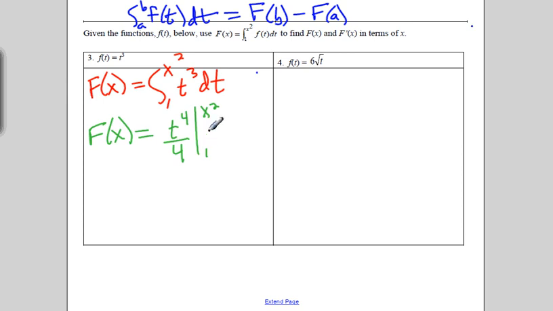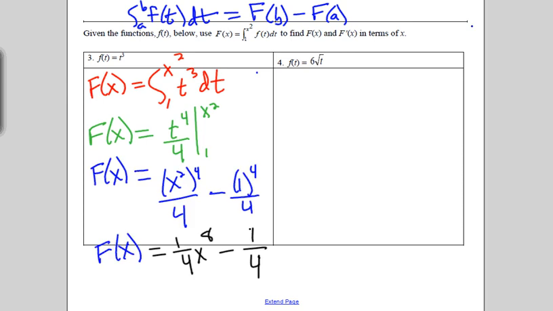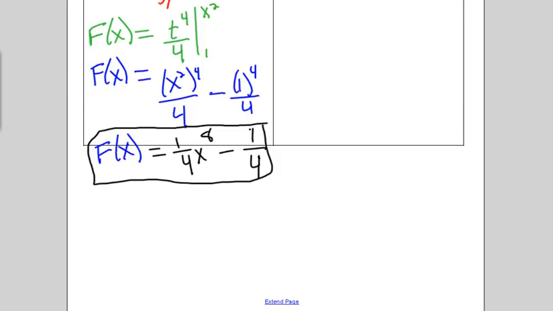Using the fundamental theorem of calculus, we're going to put in the values for the upper interval first, then the lower interval. So for our function, x squared to the 4th is x to the 8th, divided by 4 is the same as multiplying by 1/4, and then 1 to the 4th is 1. So our function is 1/4 x to the 8th, but they want to also know, hey, what's the derivative? So let's now take the derivative of this function.